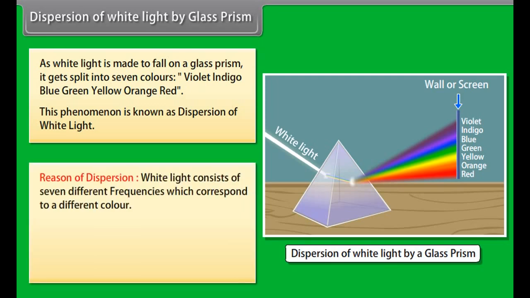Reason of dispersion. White light consists of 7 different frequencies which correspond to different colors. The angle of deviation for each color is different, because of which each color bends at a different angle, and we see a band of colors known as a spectrum.